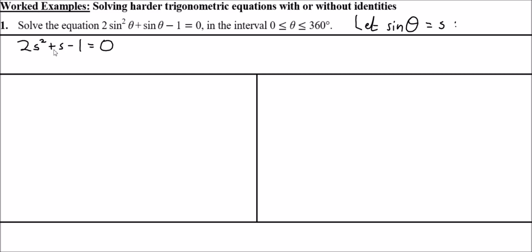And so the first thing is to think, can we factorize this? And the answer here is actually yes, we can. So what we need to do is multiply the 2 and the minus 1 together to arrive at minus 2, but we have positive 1s. So what two whole numbers multiply together to give minus 2 but add up to positive 1? And those two numbers are going to be positive 2 and negative 1.